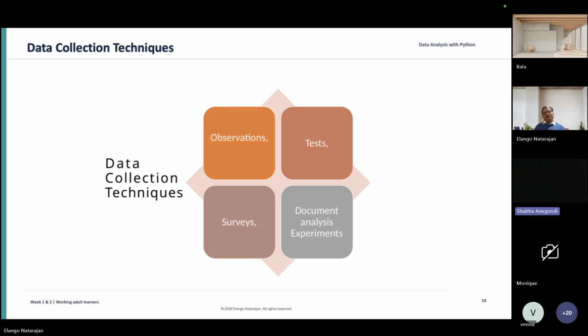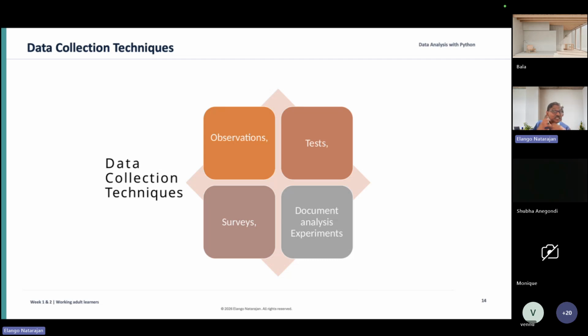Where do we get data? As I told you, data is around us everywhere. We get data by observations. We get data by tests. We get data by experiments or analysis. We get data from surveys. Most businesses use surveys. We do quantitative surveys and qualitative surveys. Sometimes we prepare forms, pass them to the customers, and collect the data. Sometimes we interview people. We use videos, we use audios.